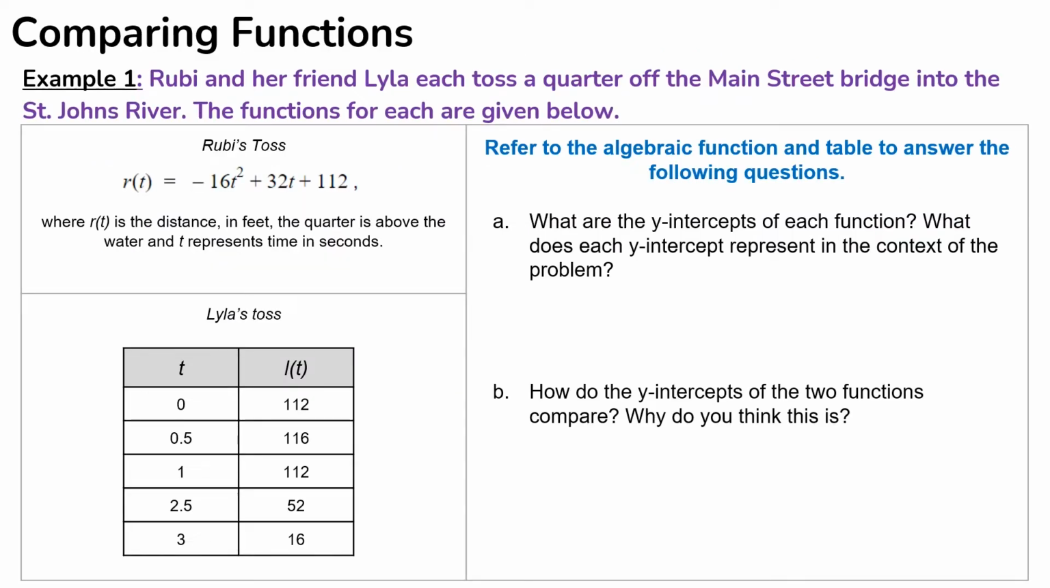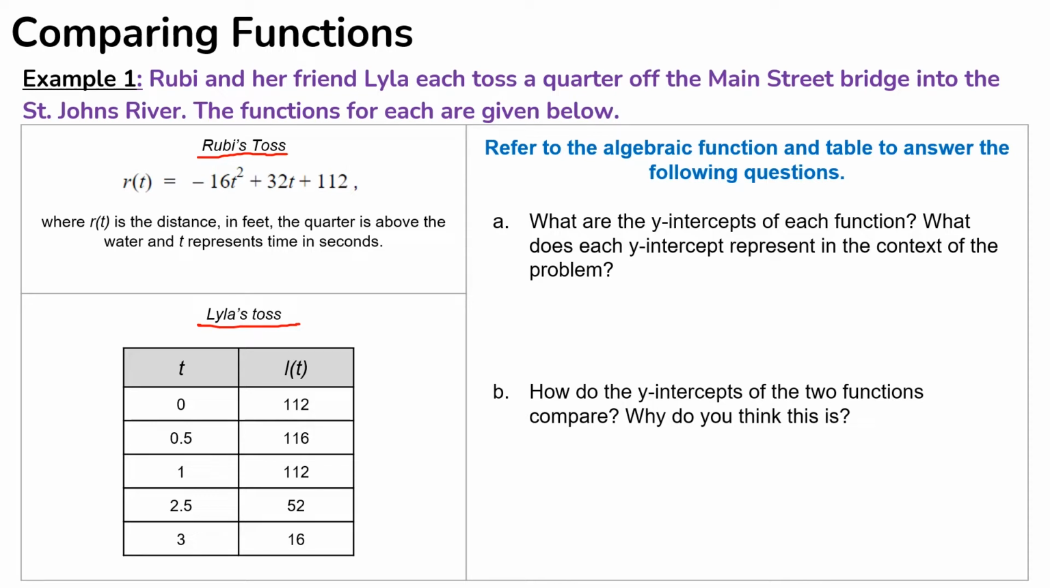For example 1, it says Ruby and her friend Lila each toss a quarter off the Main Street Bridge in the St. Johns River. The functions for each are given below. Ruby's toss is in the form of an equation, and Lila's toss is in the form of a chart. So we want to refer to these two algebraic functions in quadratic form to answer these questions.